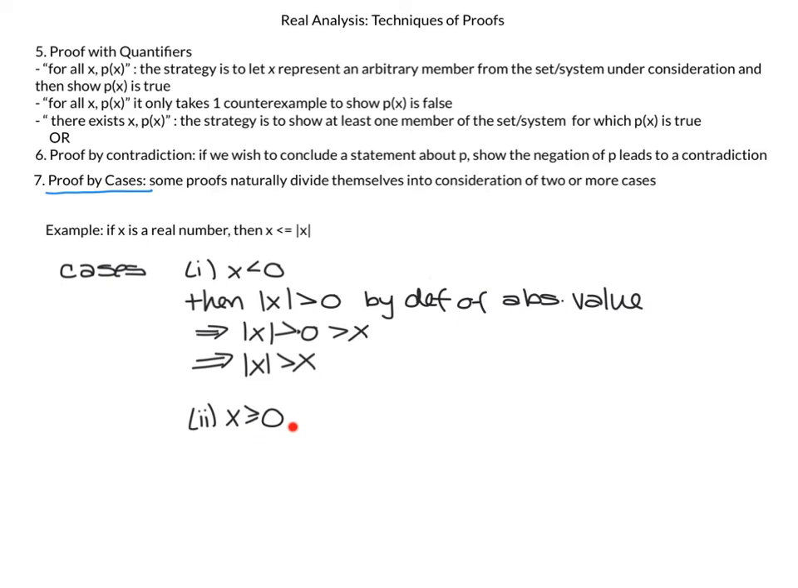Case 2 is if x is greater than or equal to 0. Then the absolute value of x is equal to x by definition of absolute value, which means in this case, x is greater than or equal to 0, that our statement x is less than or equal to the absolute value of x is still true. So in both cases, the statement ended up being true.